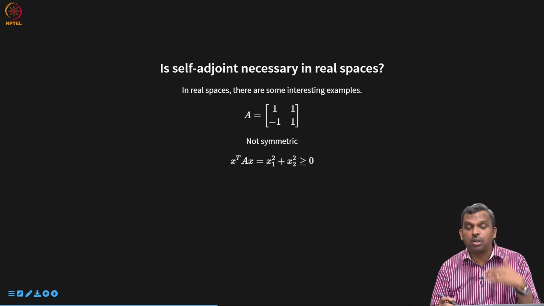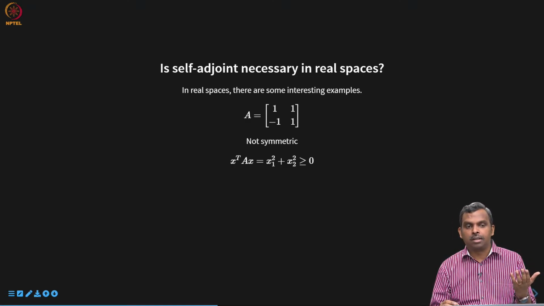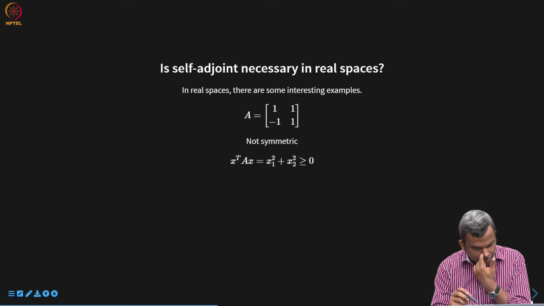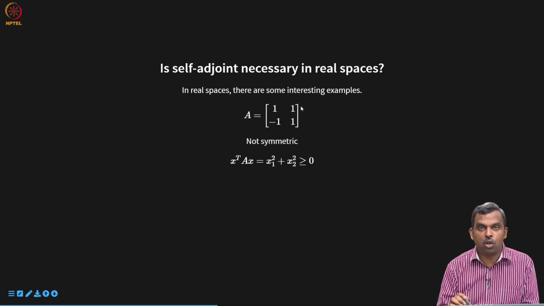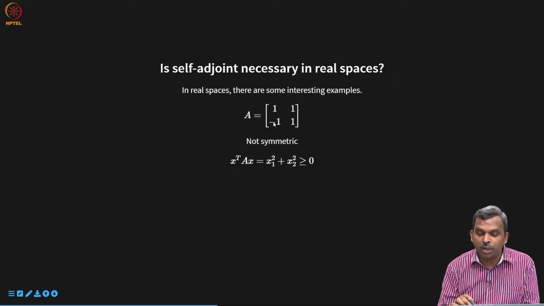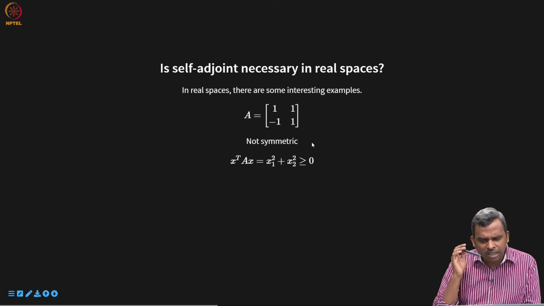Then let's talk about the self-adjoint property. For real spaces, if you want to think of positive quadratic forms, do you really need this self-adjoint? Let's take an example of an A which is not symmetric. Here's an example, 1, 1, minus 1, 1. It's not symmetric, but for the quadratic form x transpose Ax, you can do the multiplication. It's quite quick here, and it will be x1 squared plus x2 squared. And that's clearly non-negative.